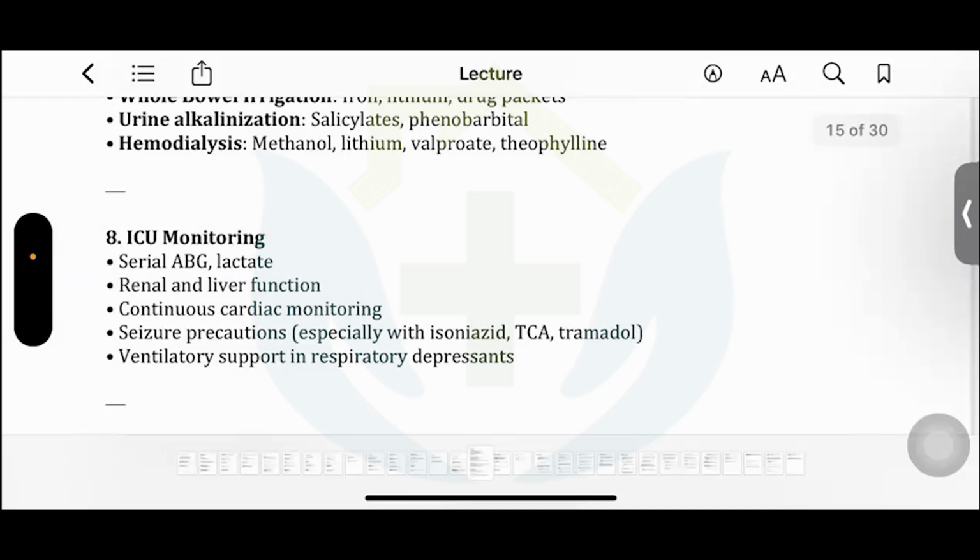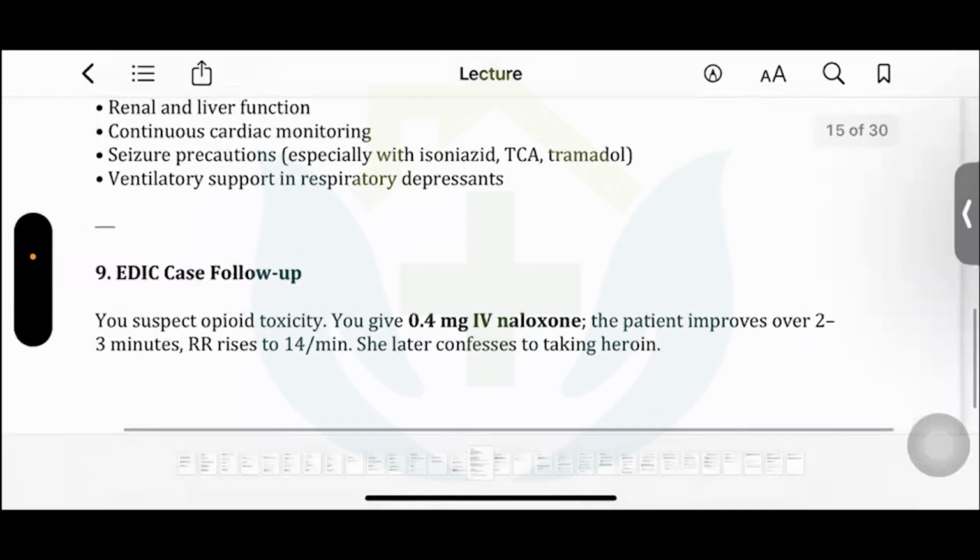Continuous cardiac monitoring is important because of the possibility of arrhythmia being caused by these drugs. Sometimes when you give treatment, arrhythmias can happen. For example, when flumazenil and naloxone are both given, there are high chances of the patient developing hypertension and arrhythmias. Seizure precautions, specifically if the patient has taken tramadol, TCA, opioids, has been chronically on opioids, and patients who have taken organophosphorus compounds. And in case of respiratory depression, go for ventilatory support.